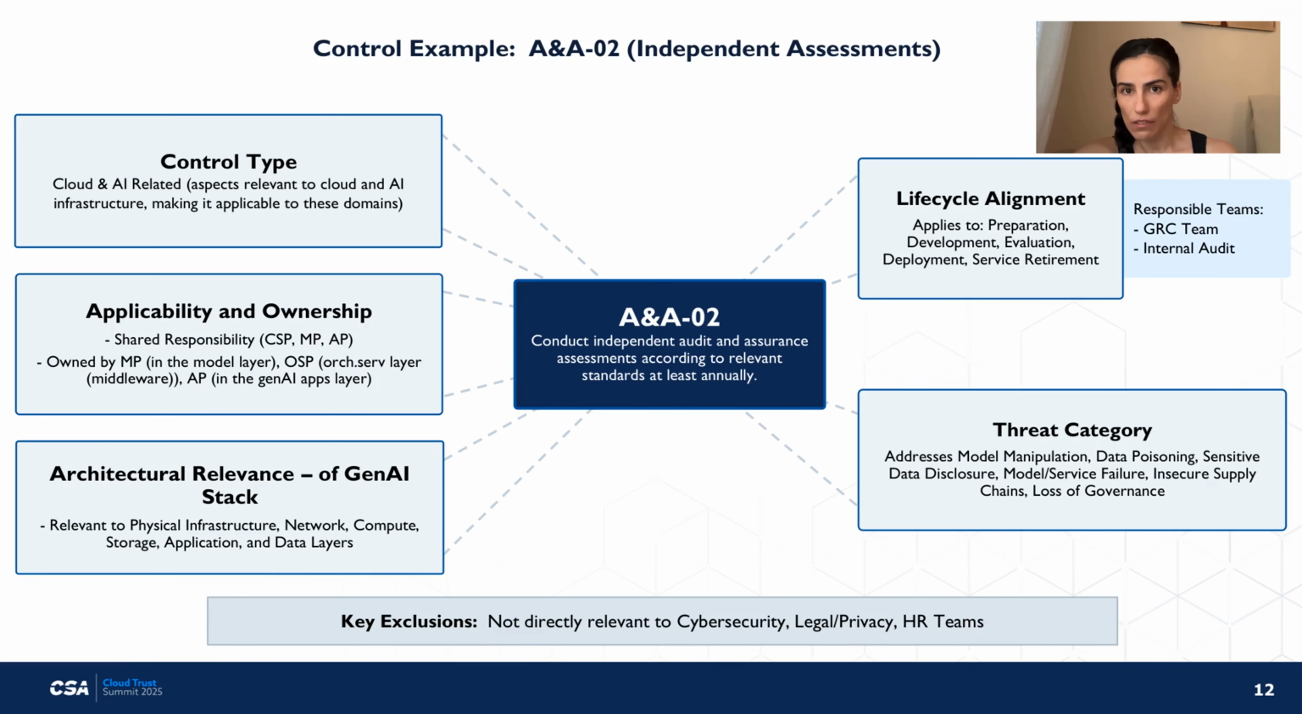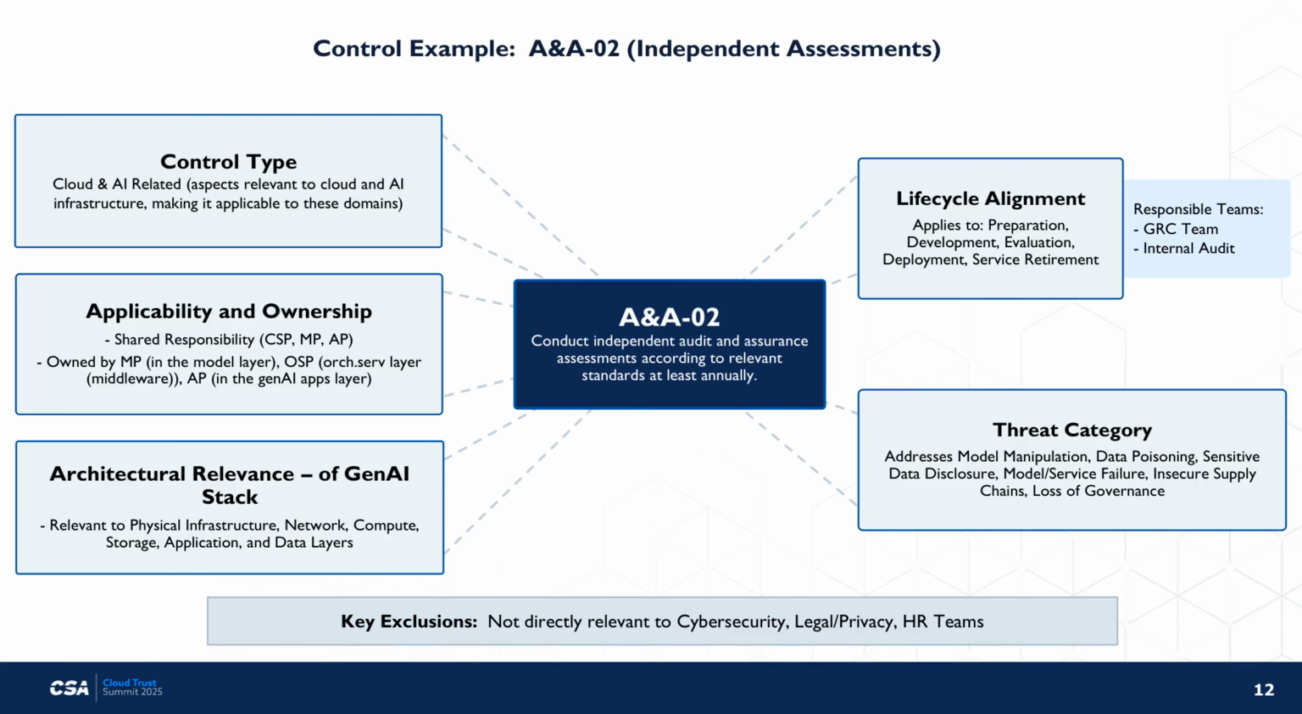And this slide basically shows how a single control aligns with all 5 architectural pillars. That's a good example, I think, for someone to connect the dots, how each control resonates with the different pieces of it. This is a good example and demonstration. And I like the part at the bottom, the key exclusion. So not directly relevant to cybersecurity, legal, privacy, HR team. So this is actually for GRC team, internal audit. So this aligns with them. Yeah, the specific control, yes. And the same thing can be done for the rest of them. So the different teams can work on different parts of this framework and implement them.